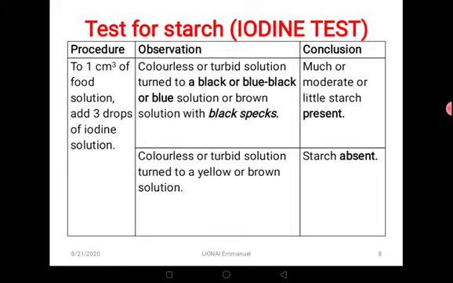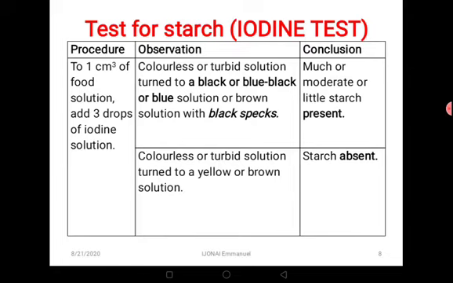Let's proceed to another test for starch, popularly known as the iodine test. This one you must have familiarized with at O level. And we have the procedure, observation, and the conclusion. To 1 cubic centimeter of food solution, add 3 drops of iodine solution.